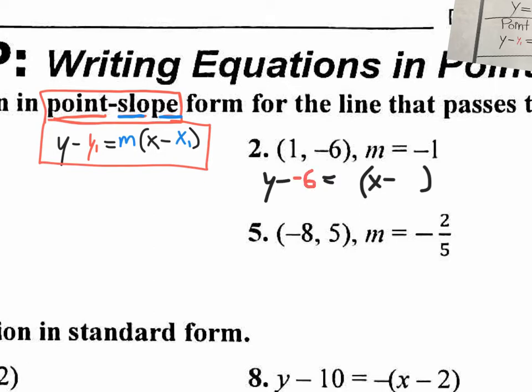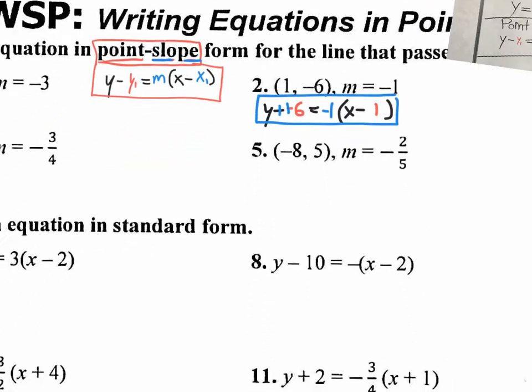The m is negative 1. And the x1 value is 1. And that's all. No, wait, actually you could change the minus to plus, and that is your point slope form equation. Y plus 6 equals negative 1 times parenthesis x minus 1. So this first section is cake.